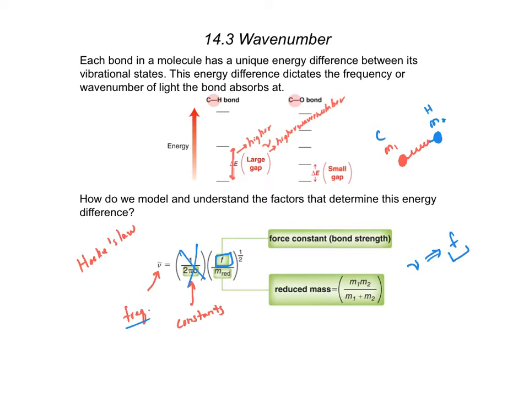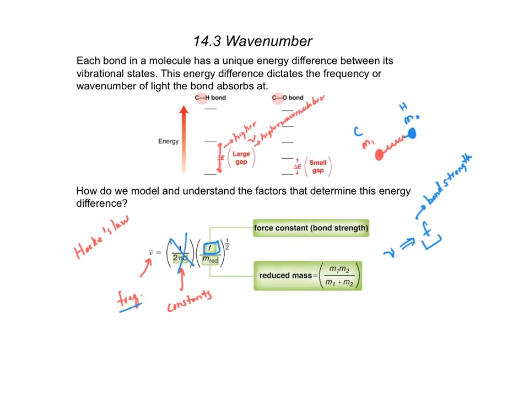So our force constant we model as our bond strength, okay? So force constant we model as bond strength. So overall, the stronger the bond, the stiffer that spring, the higher the vibrational frequency. Because again, these force constants and frequencies are directly proportional. Okay, so again, we'll state that again. Bond strength, stronger bond, stiffer the spring, the larger the wave number, larger the frequency.